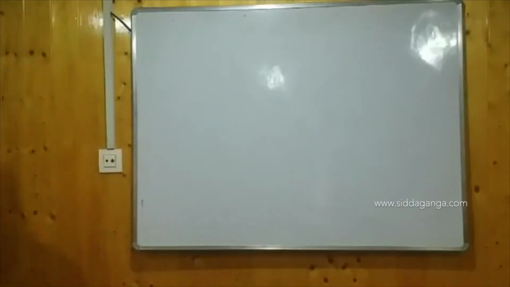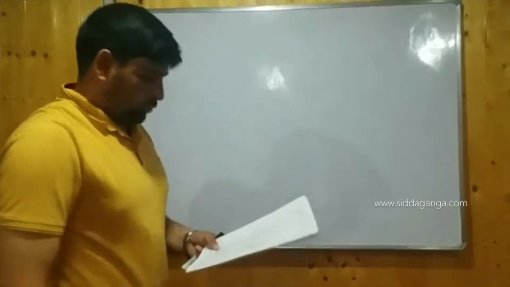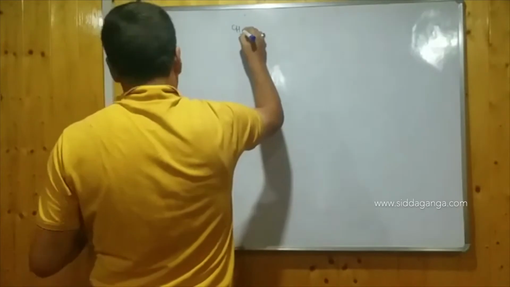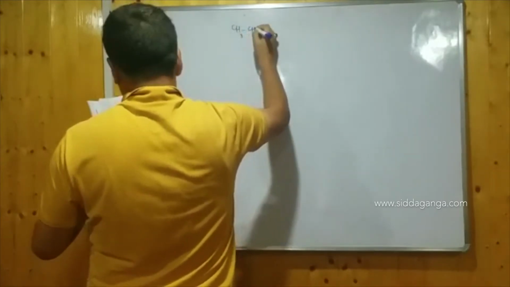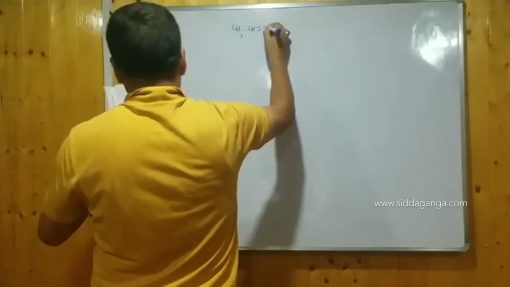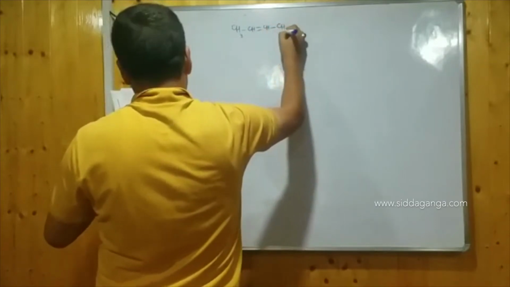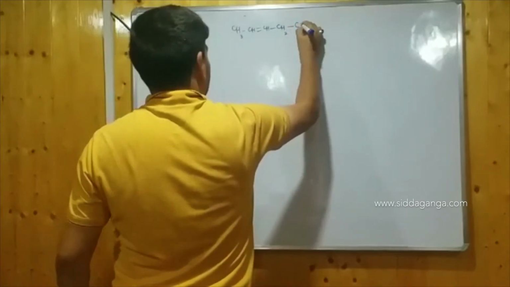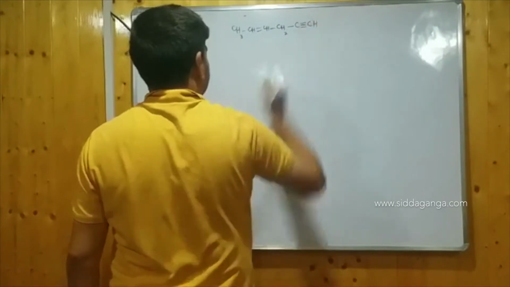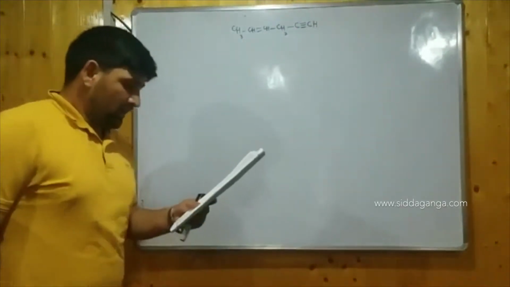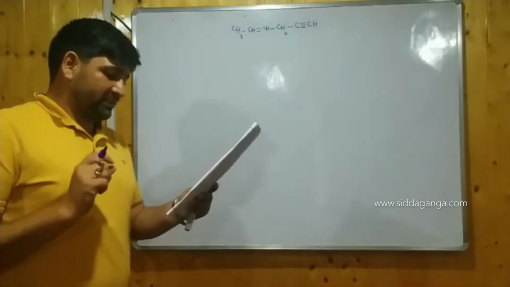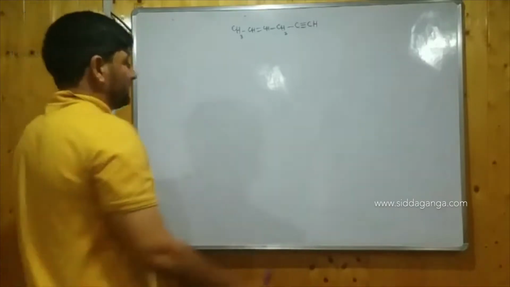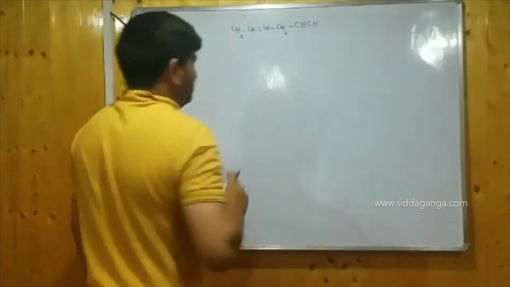Let us see the questions. The hydrocarbon given is CH3, CH, double bond CH, single bond CH2, single bond C, triple bond CH. The question is the state of hybridization of carbon 1, 3 and 5.